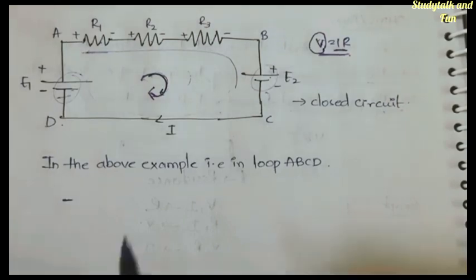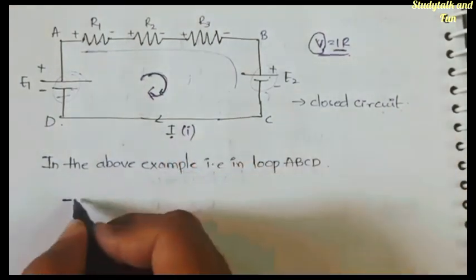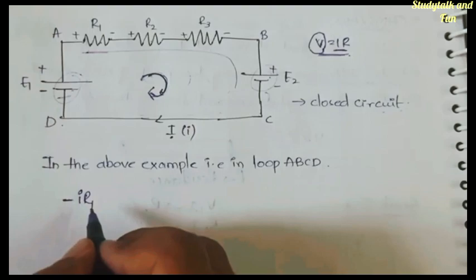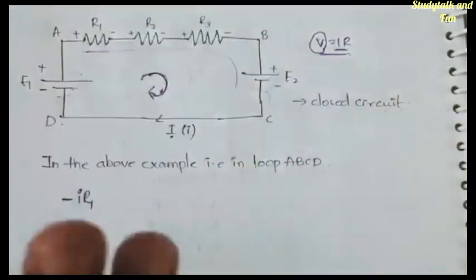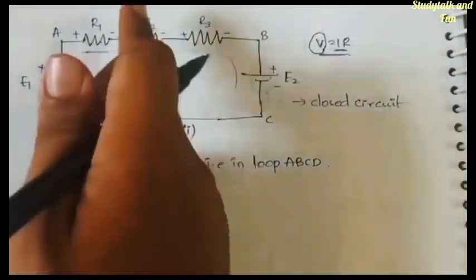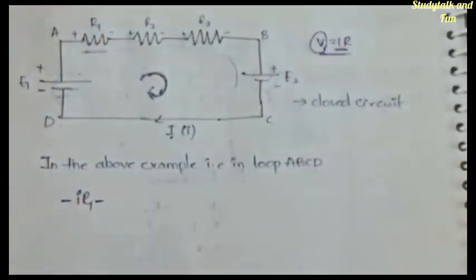So now what is the current here? Let us take small I R1, V is equal to IR, right? For this also same, positive to negative it is coming. So minus positive to negative, so it is negative symbol.